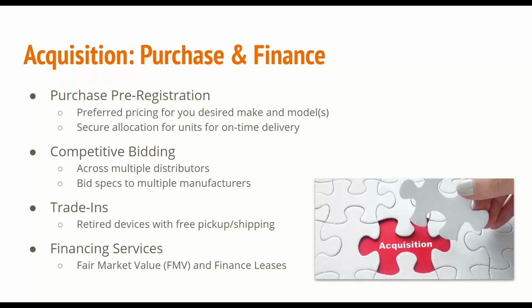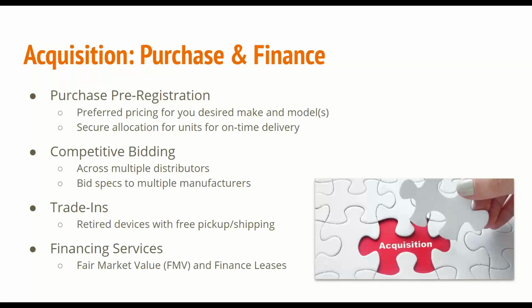First and foremost is purchase pre-registration. If you know today, here in February, when we're recording this, that you're going to be acquiring Chrome devices later this spring for your school to have in time for the fall semester, and you know your desired make and model, we can pre-register that purchase with the vendor. It secures the allocation of units for on-time delivery, and oftentimes, because we're helping them manage demand, they will offer, or we can request and negotiate, lower purchasing prices for you.